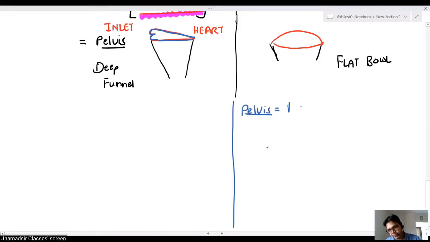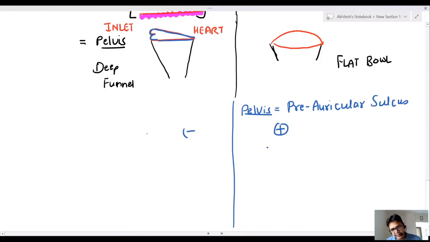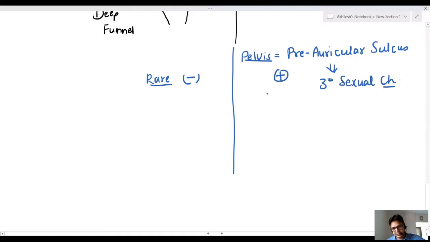Pelvis bone has preauricular sulcus, present in female, absent or very rare in male, that is prominent in female. Preauricular sulcus is also known as tertiary sexual character. So this is the first thing which is prominent in female.